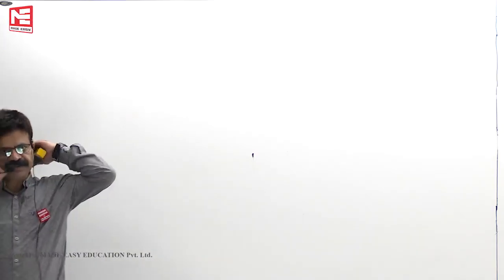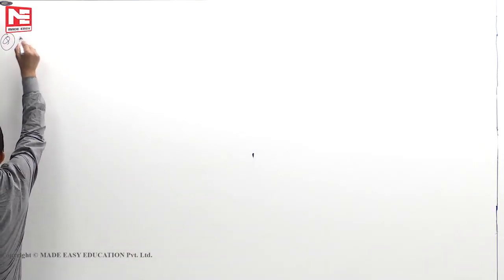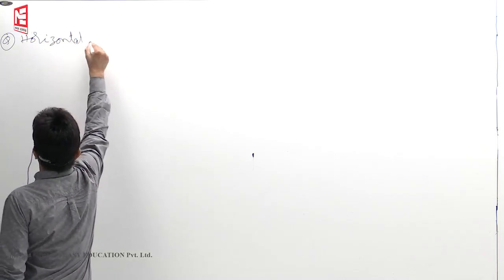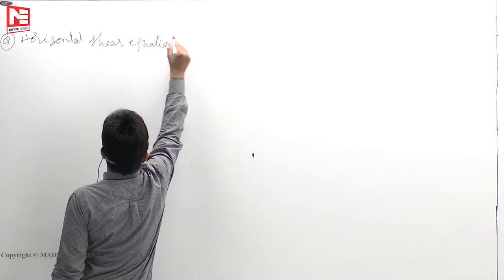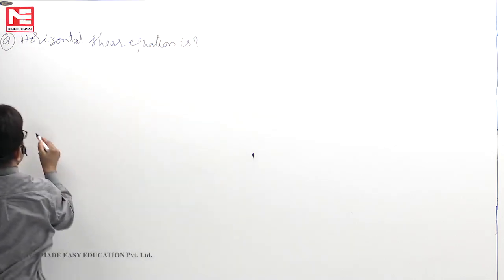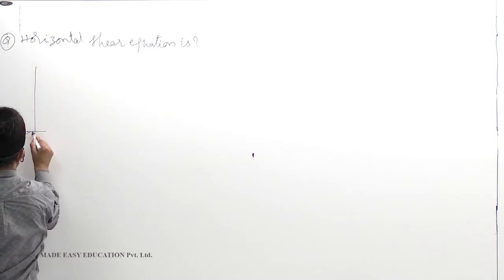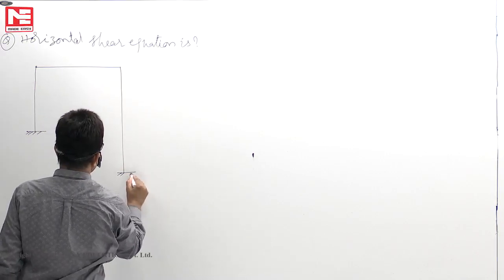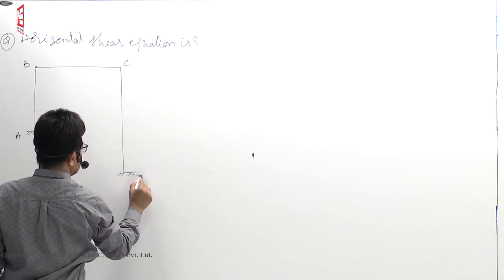Okay, now continue with the earlier problems. Now horizontal shear equation is, some problems will take on this one. Horizontal shear equation is, assume that we have a frame like this, A, B, C, D.